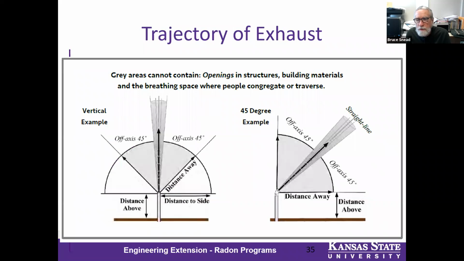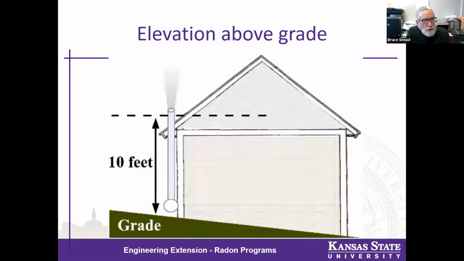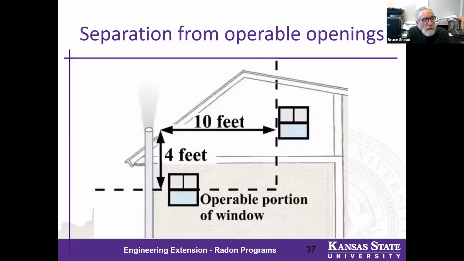I wanted to cycle through a series of slides about exhaust and configuration of exhaust from the standard. This shows the trajectory of the exhaust, which should be vertical or within 45 degrees off of the vertical axis, ideally. It should be 10 feet above grade, at least 4 feet above any operable portion of the window, and 10 feet from any opening back into the building, horizontal distance away.